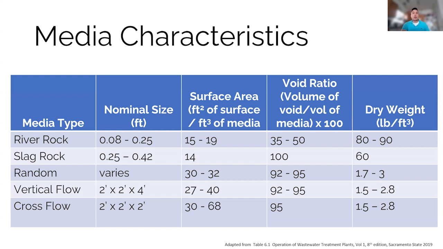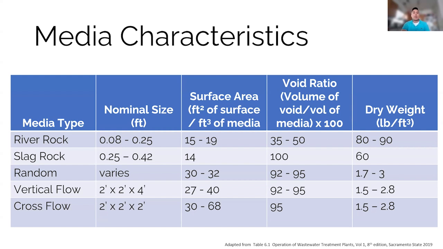So they're good when surface area is more important than void ratio, such as when you have a low concentration of organics and you're not worried about particles clogging up the surface. Now, new construction will typically use what we call the vertical and cross flow media. These are typically manufactured as a single continuous unit, and due to their low weight, these can be much taller, as high as 40 feet.